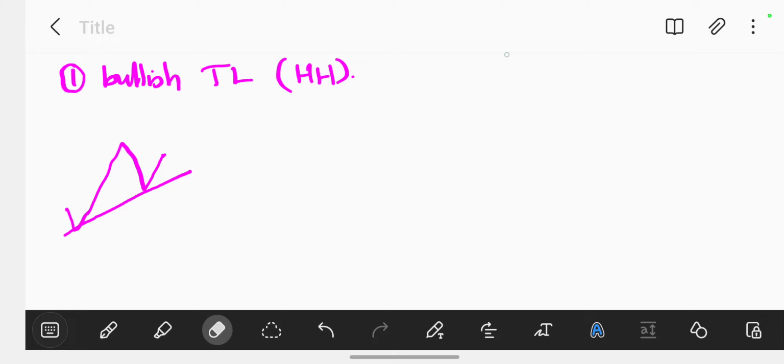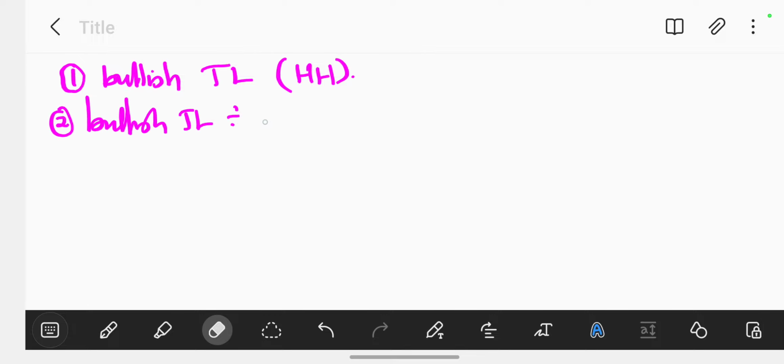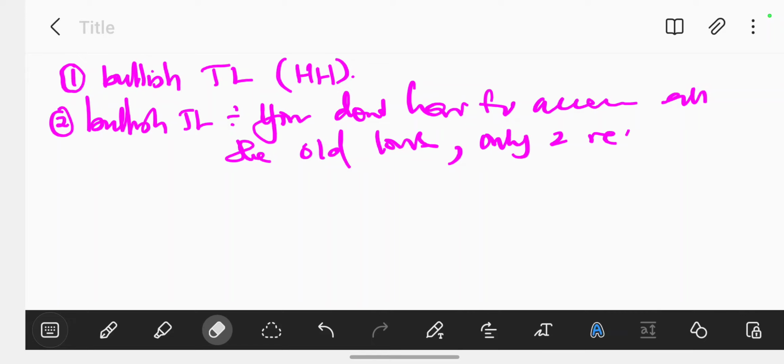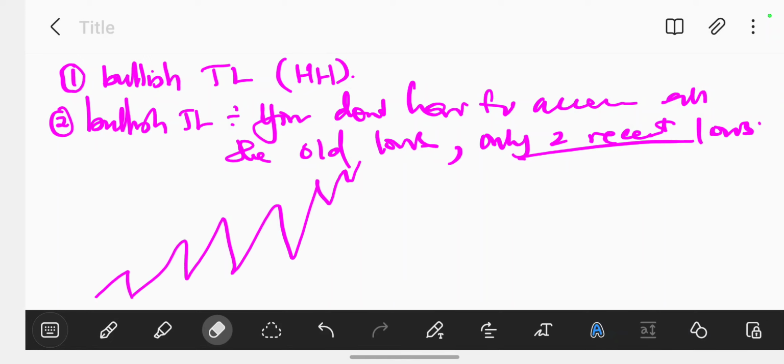Another thing you need to know is that for your bullish trend line, you don't have to accommodate all the old lows you have on your chart. What do I mean by that? You just need only the two recent lows. So the price can move like this, guys, can move like this, can move like this.